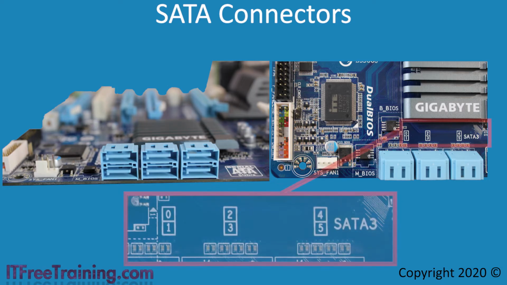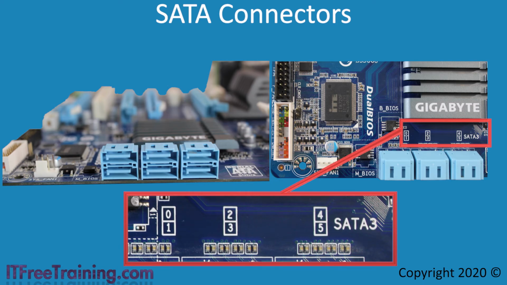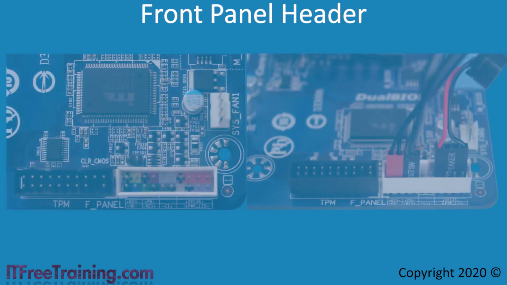This motherboard has printed on it a number to indicate the different SATA ports. Most motherboards will have something printed on them to help you determine which port is which. It can be difficult to see, otherwise if you look in the motherboard manual, this will tell you which port is which. The next connectors I will look at are on the front panel header.